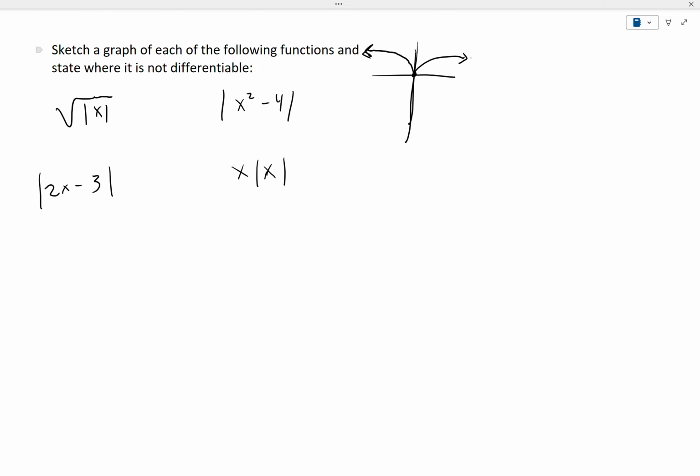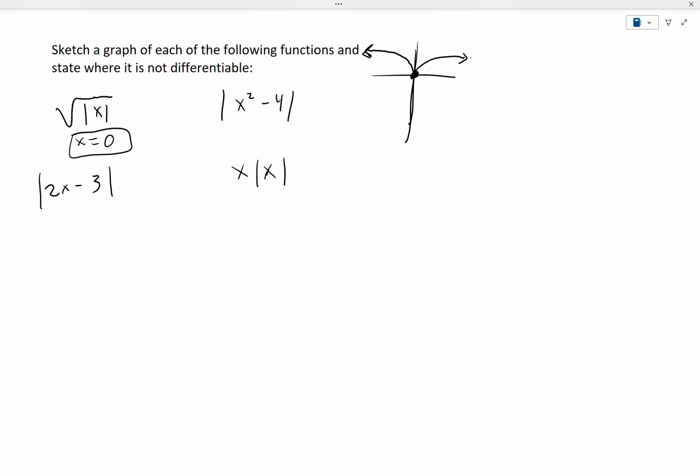So where is this differentiable? In order to be differentiable, the function has to be continuous and the left-hand limit of the derivative has to equal the right-hand limit of the derivative. So on a graph, this just looks like a smooth graph. You don't want any sharp points. Well, this looks like a pretty sharp point right here. So we'll say that this is not differentiable at x equals 0.